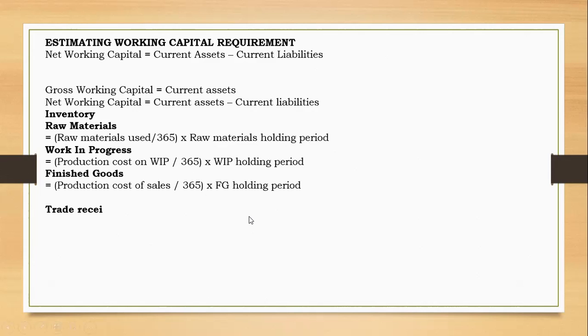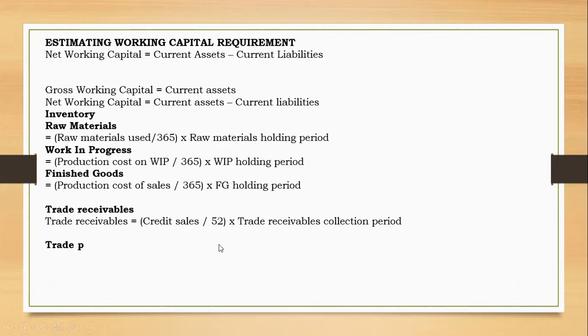And then trade receivables. I think this was already in the previous ratios. So trade receivables equals credit sales over 52, in case you are given weeks, you divide by 52 weeks times trade receivables collection period. In case it was days, it will be 365 days as usual. So do not be swayed by this one. By 52 here, I mean 52 weeks.